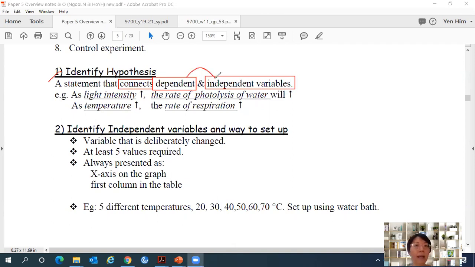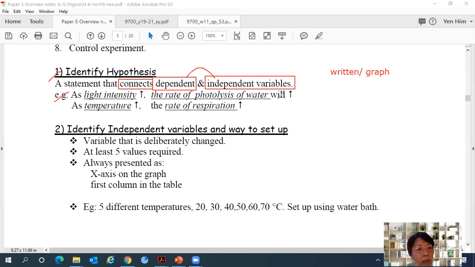And the hypothesis can be in 2 forms when they ask you in the question. It can ask you to describe in words, or they can ask you to plot in a graph. So there are 2 ways they can ask you. So let's look at the first example. This is a hypothesis statement. As the light intensity increases, the rate of photolysis of water will increase. So this is a correct hypothesis statement.